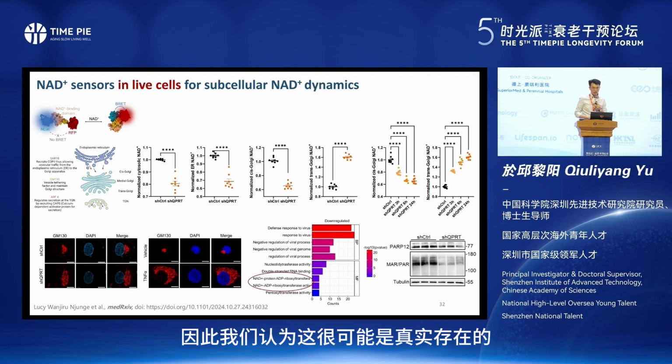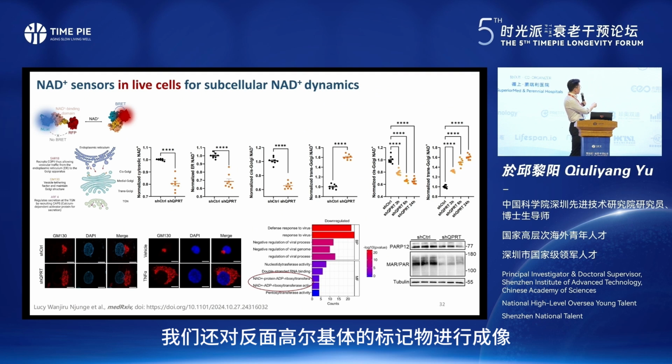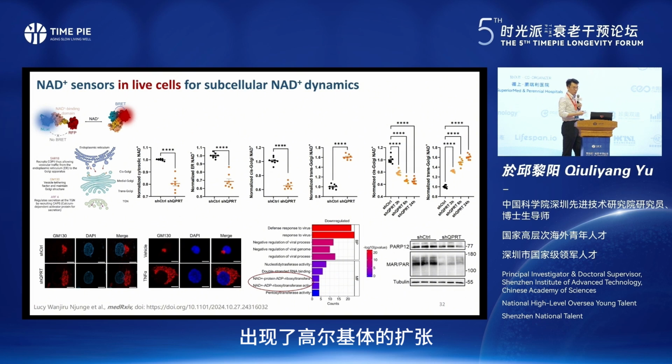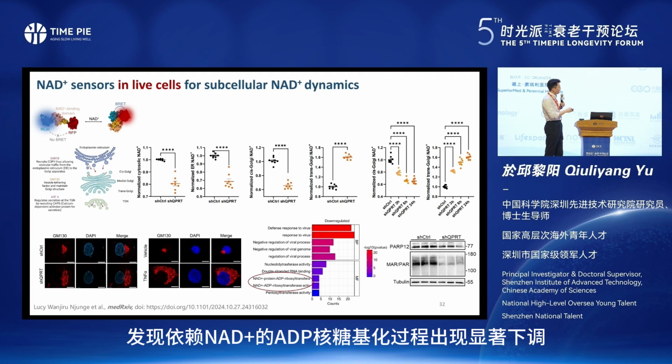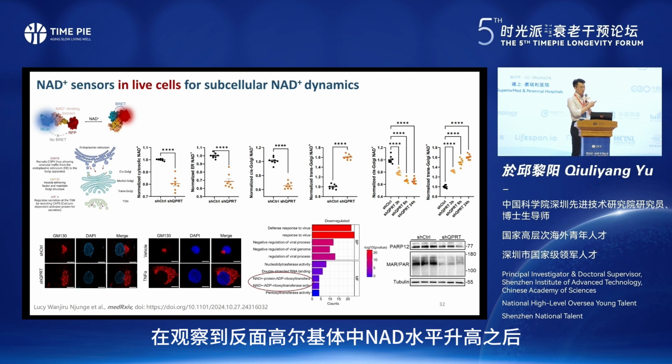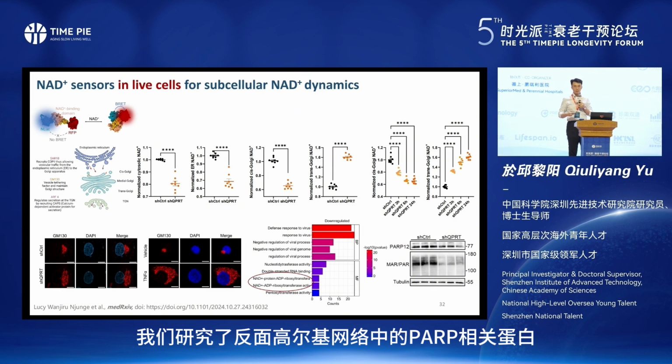So we believe that this is likely to be true, and we also imaged some of the trans-Golgi markers, and we found that indeed there is a Golgi expansion during the deficiency of QPRT that's induced by inflammation. And we did some gene sequencing and found that NAD proteins, like the ADPR process, the ribosylation process, are heavily downregulated. So we were thinking, since we're looking at the cis-Golgi and the trans-Golgi NAD inflation, we look at the proteins related to the PARylation process in the Golgi network.